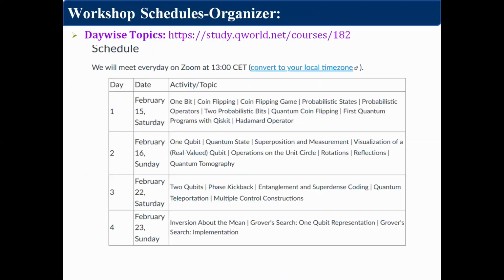We are on day 4, which is the 23rd. Today's topics are inversion about the mean, the Grover search algorithm, and its implementation. These are complex topics, and some idea about the circuit and its uses was discussed in the last session.